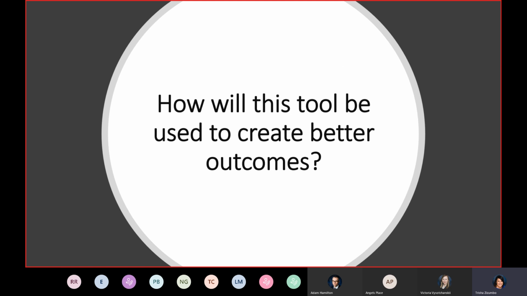And this is our last question that we had in advance. How will this tool be used to create better outcomes? I think Dave and I both probably have some things to say about this, and I'll let Dave go first. All right. From a clinical analyst standpoint, this tool has already improved outcomes.